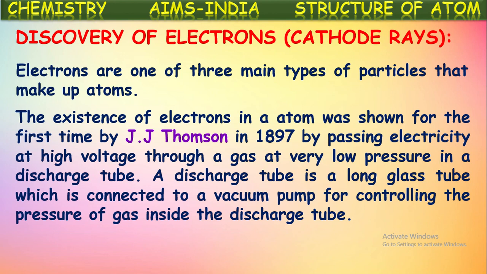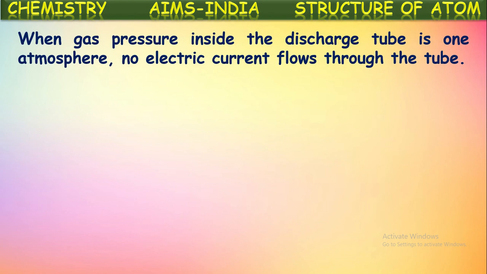So a discharge tube is a long hard glass tube which is closed at both the ends, and the pressure of the gas inside the discharge tube is maintained at very low pressure by using a vacuum pump. When gas pressure inside the discharge tube is 1 atmosphere, no electric current flows through the tube. We know gases are poor conductors of electricity at normal temperature and pressure, isn't it?